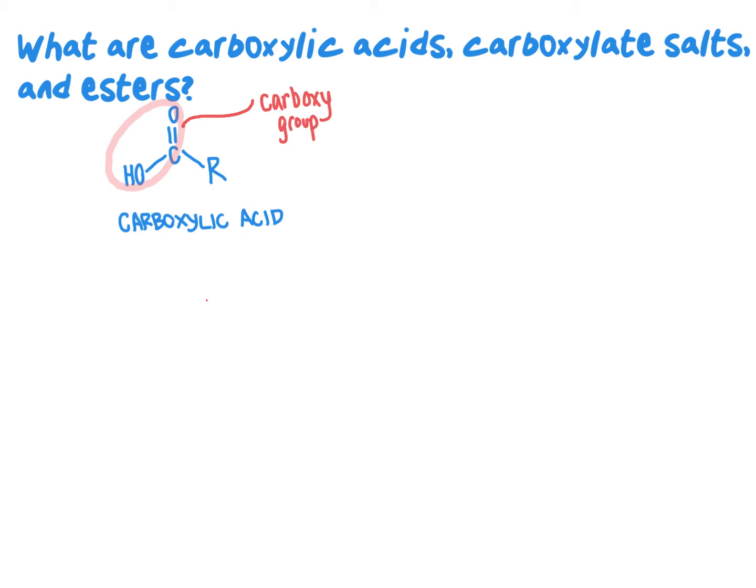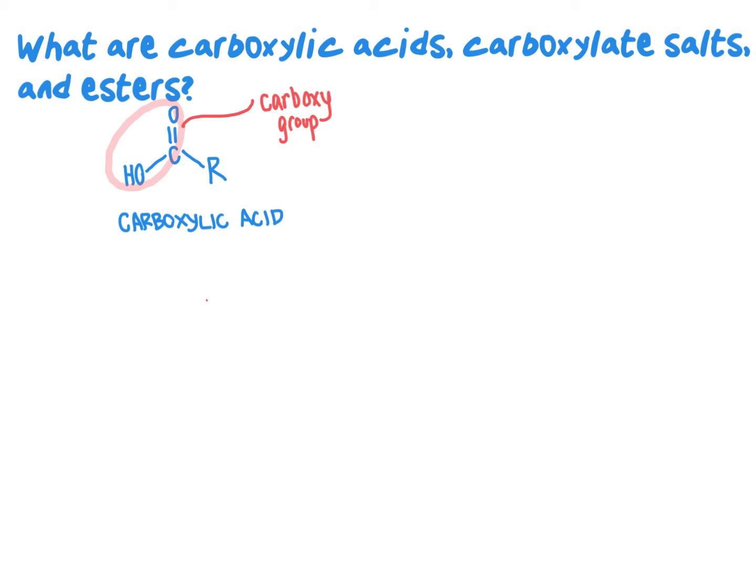The R group here can represent a carbon chain, it can represent a ring of carbons or an aromatic ring, or really whatever else we want to fill in here. We would classify this group still as a carboxy group of a carboxylic acid.